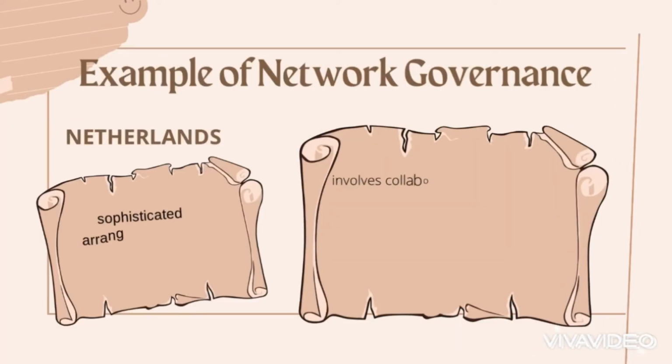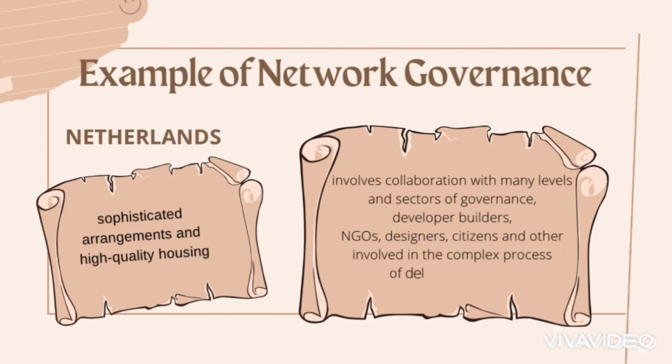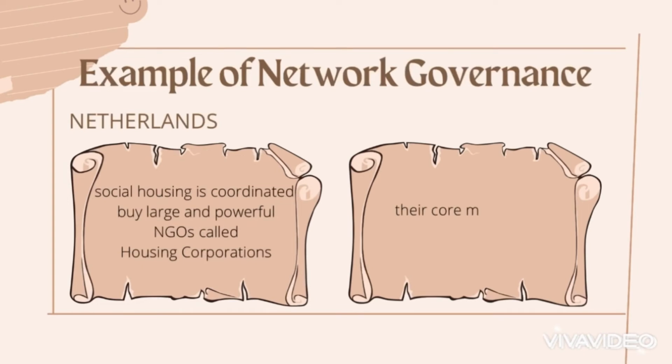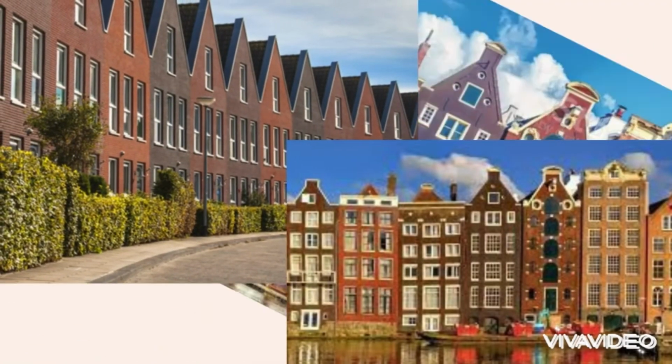One example of network governance is the Netherlands. Let's look into another sophisticated arrangement: high-quality housing is an example of network governance. It involves collaboration with many levels and sectors of governance, developers, builders, NGOs, designers, citizens, and others involved in the complex process of delivering housing. Social housing is, for example, coordinated by large and powerful NGOs called housing corporations that deliver affordable and high-quality housing. This is what the housing arrangement in the Netherlands looks like.